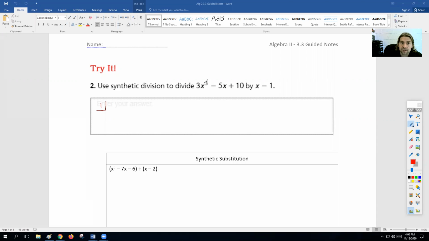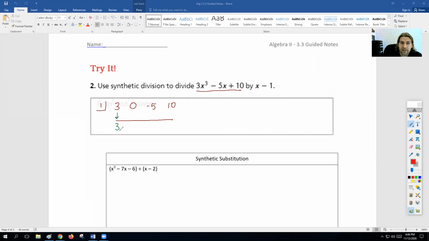Then we're going to write out the leading coefficients of the expression here. So it starts out 3. Then do we have any x squareds? No, so we'll put 0. Then we have negative 5x and 10. Okay, so the first step of the process always is to bring down the first number. So we'll bring down the 3.